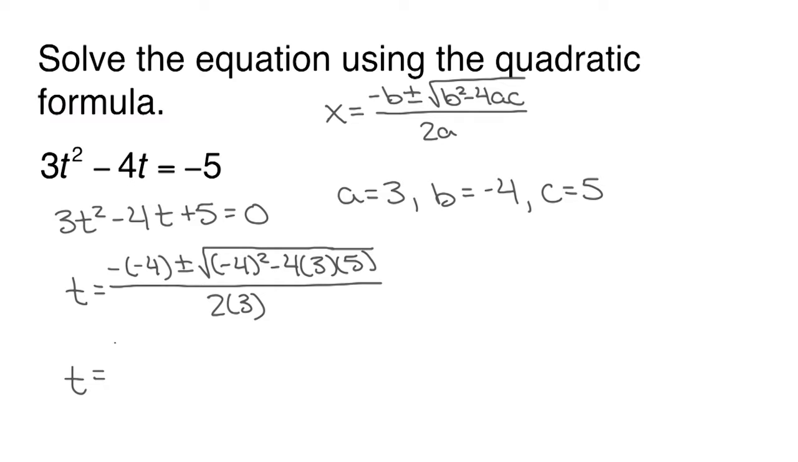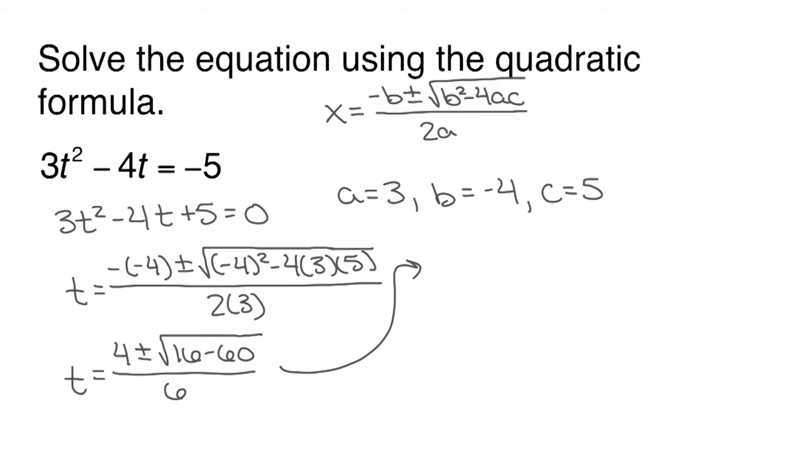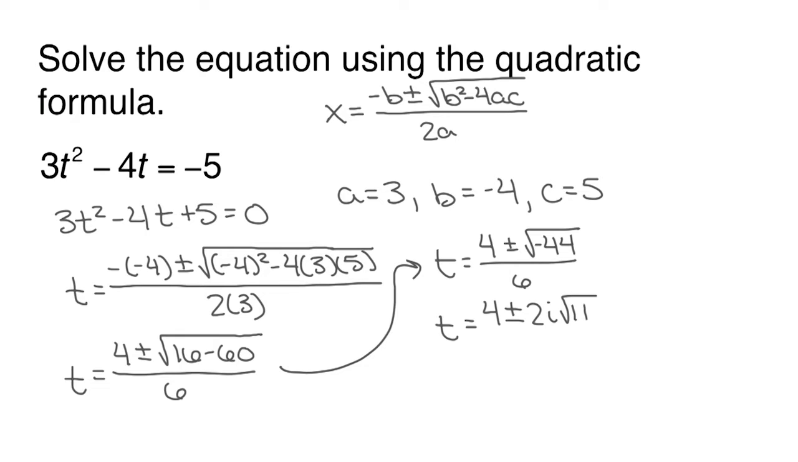Simplifying, we have t is equal to 4 plus or minus the square root of 16 minus 60, all divided by 6. Simplifying further, we have t is equal to 4 plus or minus the square root of -44, all divided by 6. Simplifying the radicand, we have t is equal to 4 plus or minus 2i times the square root of 11, all divided by 6.